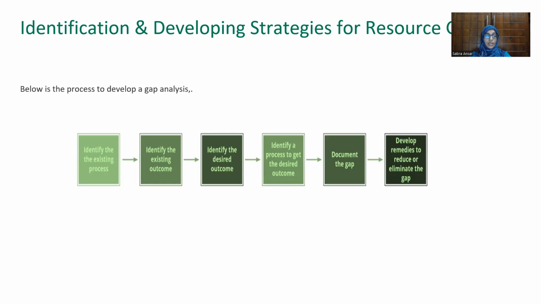So the outcome could be that, using the ERP, you can get monthly or yearly accounting statements and things as such. So identify the desired outcome. For example, the ability to get daily reports, such as the income statement or balance sheets, whenever you want, in real time. That is a desired state, and then identify a process to get the desired outcome.